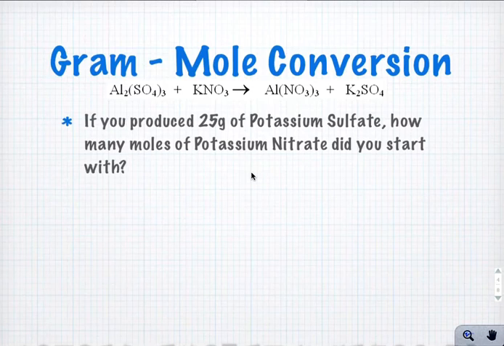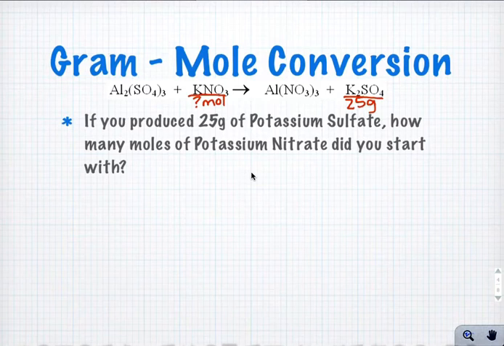Okay, so if you have 25 grams of potassium sulfate, how many moles of potassium nitrate did you start with? The first thing you need to do is double check to make sure that your equation is balanced. In this case, our equation is not balanced. So just take a second and balance it and then hit play again.